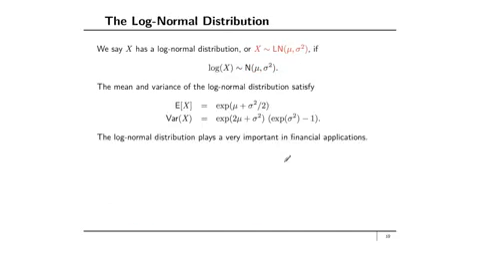A related distribution is the log normal distribution, and we will write that X has a log normal distribution with parameters mu and sigma squared if log of X is normally distributed with mean mu and variance sigma squared. The mean and variance of the log normal distribution are given to us by these two quantities here. And again, the log normal distribution plays a very important role in financial applications.